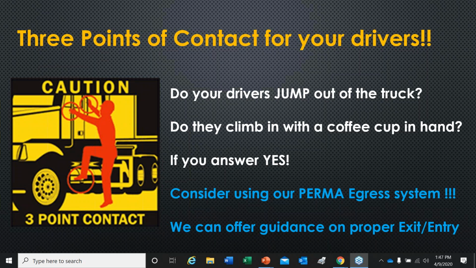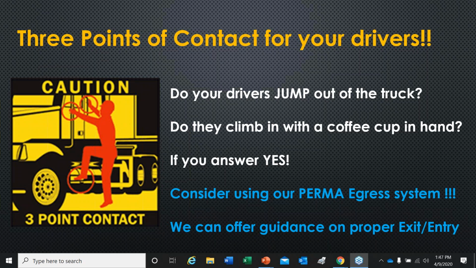I think I've got toolbox talks that are available on 3 points of contact, and if I don't, I'll get them out there. But question for you all is, do you have drivers that jump out of trucks or loaders? Because if they do, they're going out the wrong way. They're not doing the 3 points of contact.